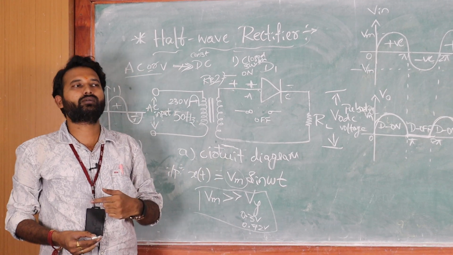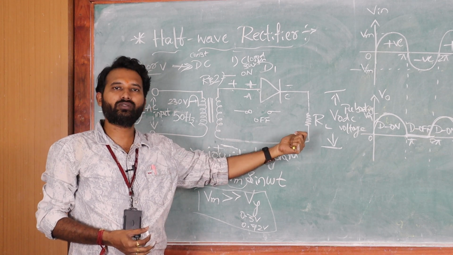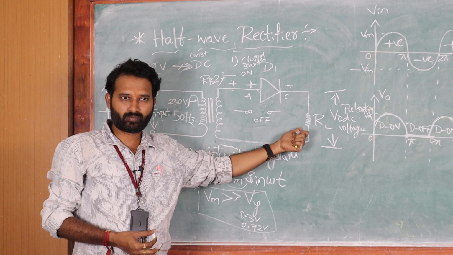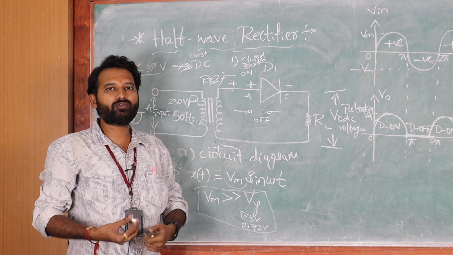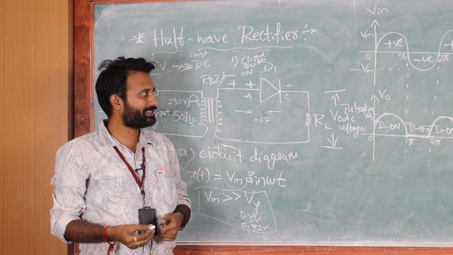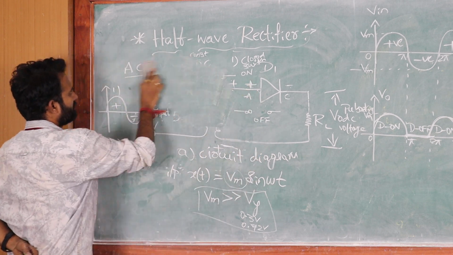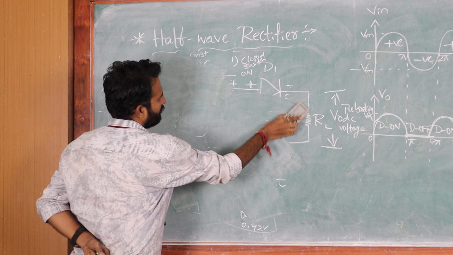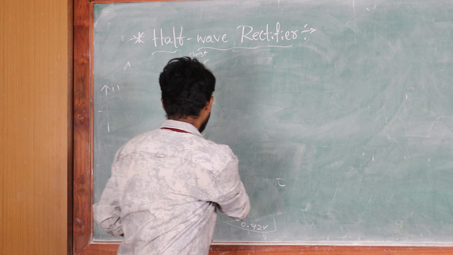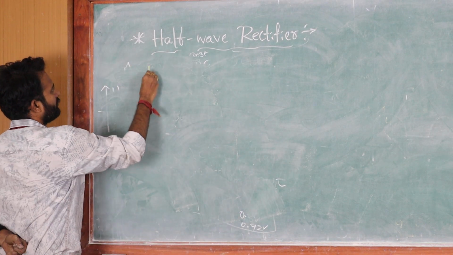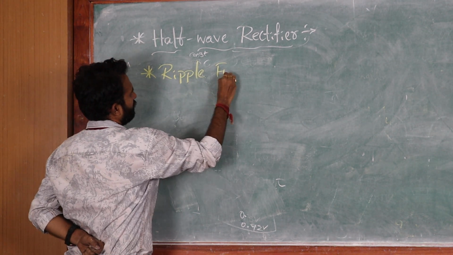Now let me explain why the half-wave rectifier cannot be useful for the rectification process, technically. So we have a term called ripple factor. Let me erase this. So we have a term that is called ripple factor.